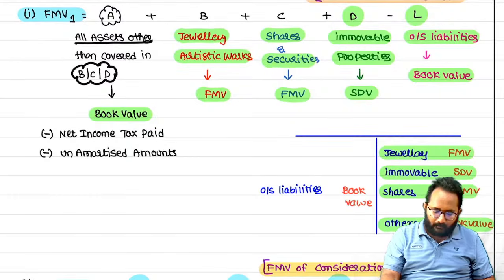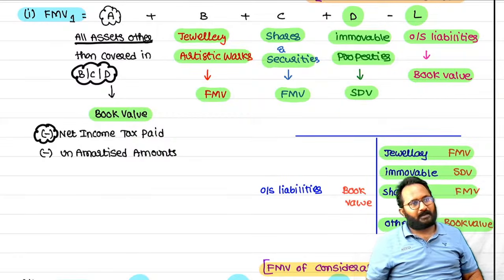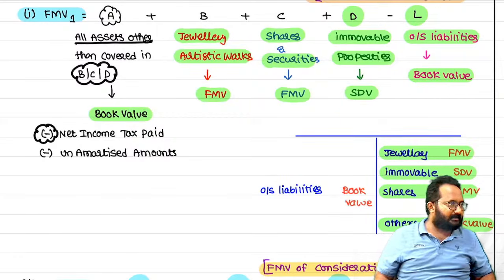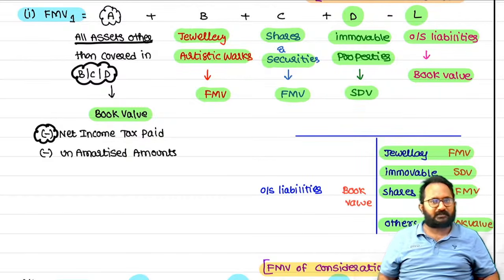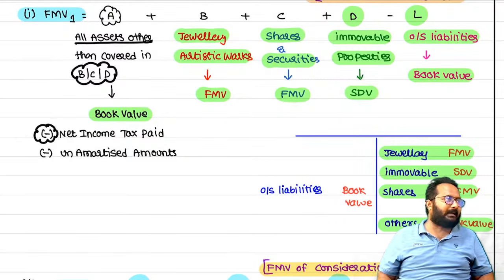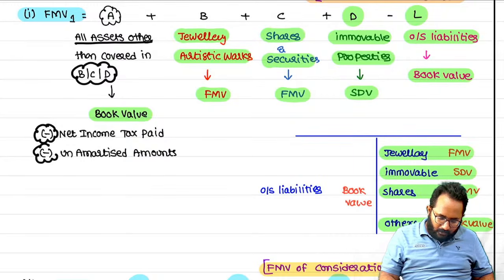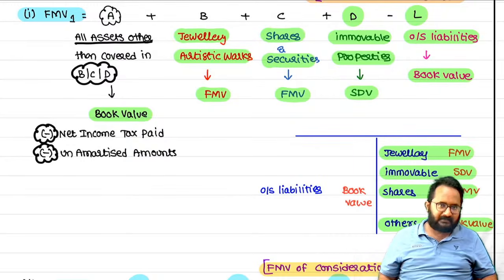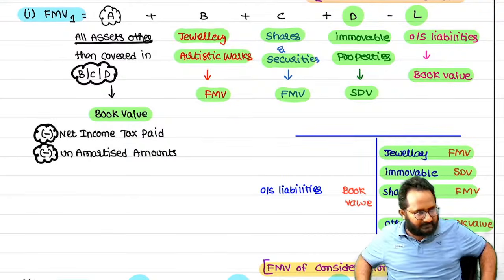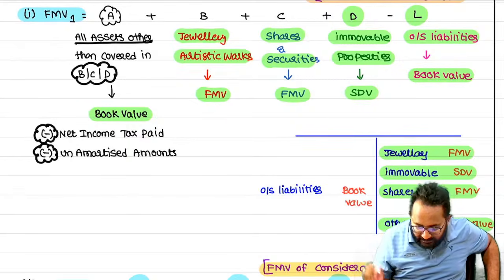The remaining assets, which value do we have to take? Book value. But from other assets, please reduce the net income tax paid. We paid 1 lakh income tax. They gave a refund of 25,000. What is the net income tax paid? 75,000. And unamortized amounts: if any deferred revenue expenditures or unamortized amounts are there on the asset side of the balance sheet, please remove them from figure A. So, understood, all of you.